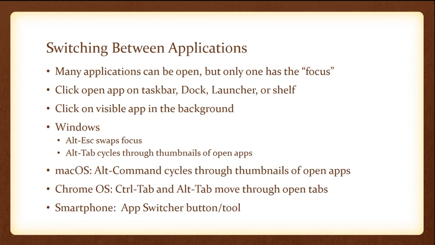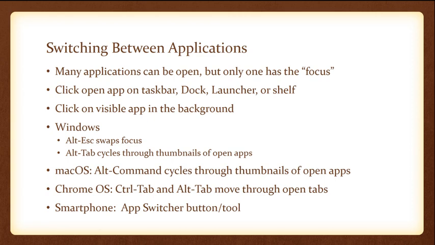If you want to switch between applications, one thing is that you can just click on the open app in the taskbar. Down on the taskbar, you can see which ones are open and just simply click on it and it will maximize that one so you can see it, or the dock or the launcher or the shelf, depending on which OS you're talking about. If the app is not maximized and you see it somewhere on the screen, you can just click on it and it will become the focus app and come to the foreground.